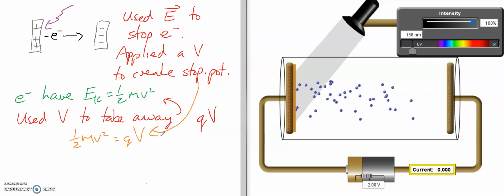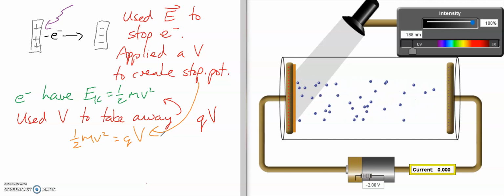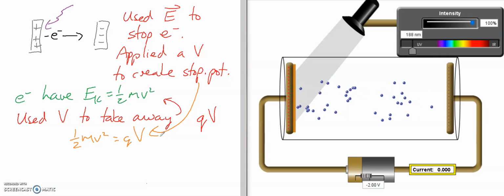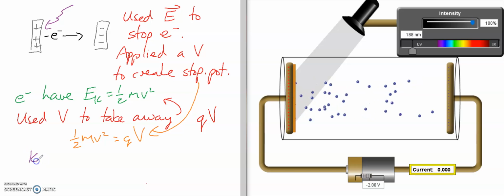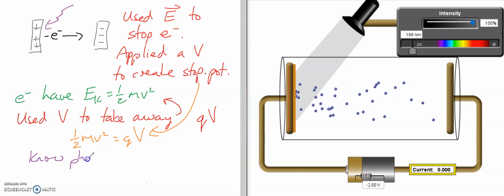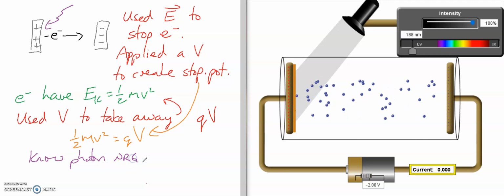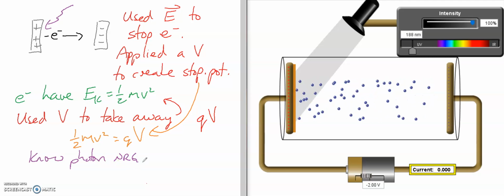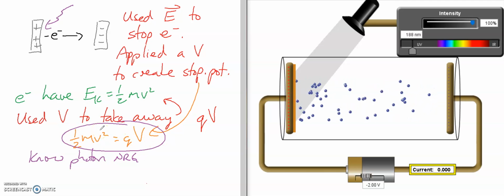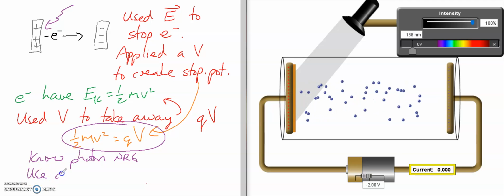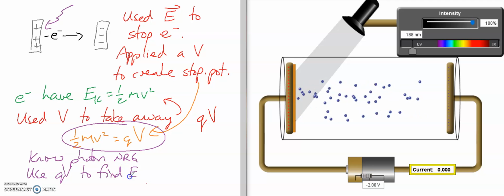Now, why would you want to do this? Well, really simple. You know what material you're using. You know the energy of the photons coming in. So you actually know the photon energy, the energy that's actually coming in. You now know what the kinetic energy is by using stopping potential. So you use the QV in order to actually find the EK.